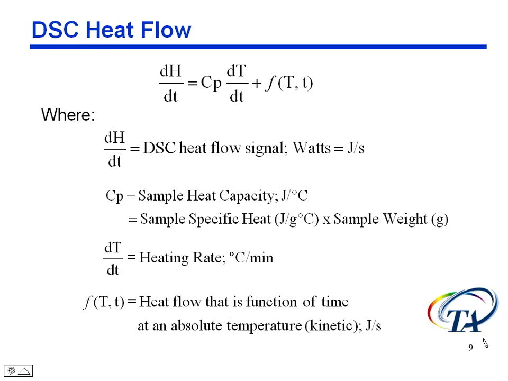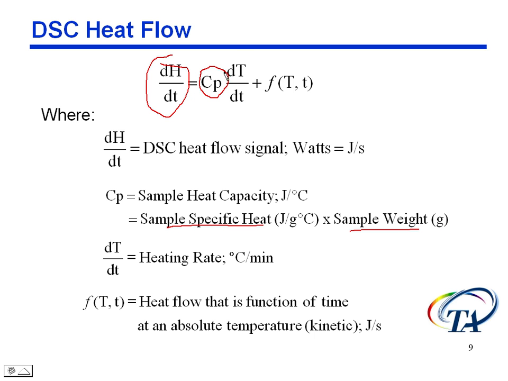Now, this equation here is the basic DSC heat flow equation. The first term, dH/dt, is our DSC heat flow. That's in watts, typically maybe a milliwatt, and a watt is a joule per second. The next term is Cp, heat capacity, in joules per degree C, or it could be the sample-specific heat in joules per gram degree C times the sample weight. So think of that: the heat capacity is the specific heat of the material times the weight of the sample.